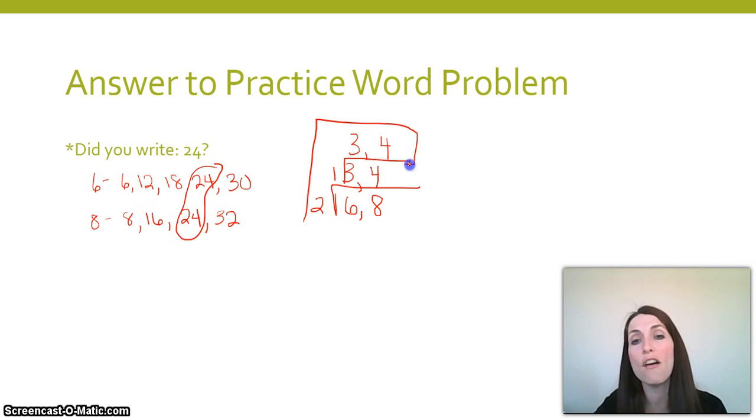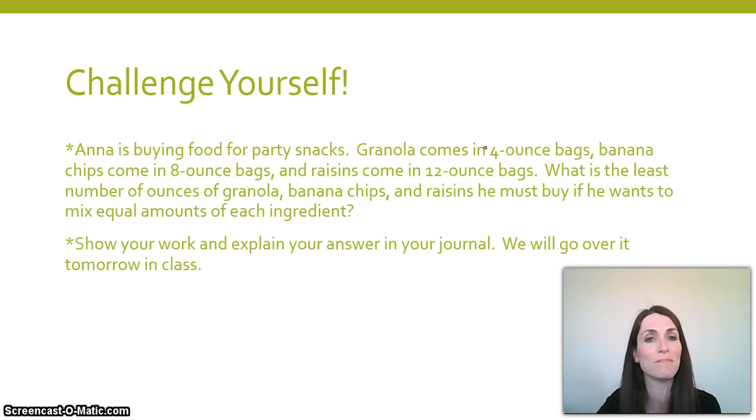Let me draw my L for least common multiple, and then multiply these numbers together. 2 times 1 is 2. 2 times 3 is 6. 6 times 4 is 24, which is our least common multiple. Good job if you got that.